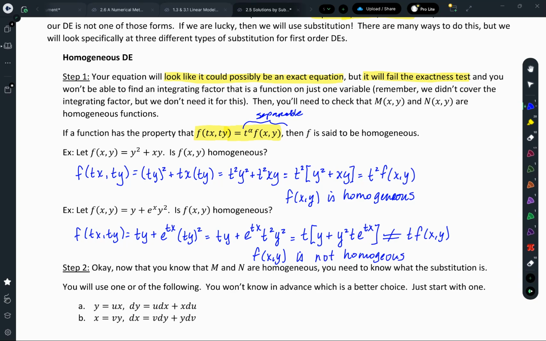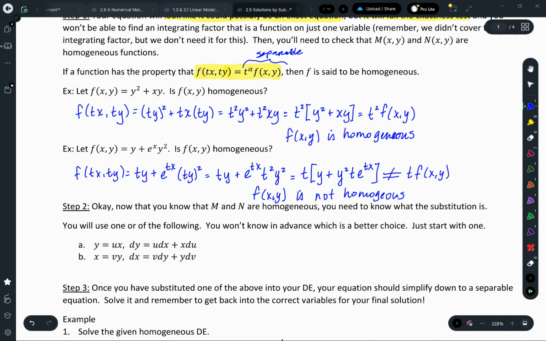Okay? So now if we know that our m and our n are homogeneous, then we need to know what the substitution is that we would put into our differential equation in order to make it something we can work with. We have choices. And I will tell you right off the bat, I always use the first choice. And if it doesn't work, that is the only time I would go to the second choice. But either one of them should work. When I say that I use the first choice unless it doesn't work, what I mean by that is I use the first choice unless it's so ugly that I don't want to work with it. That's more like what happens.